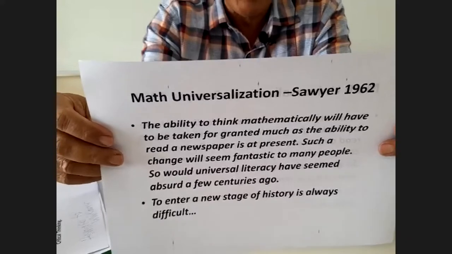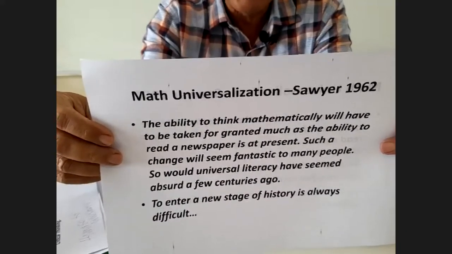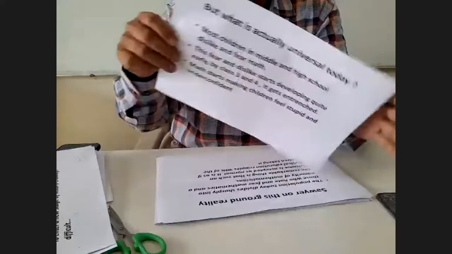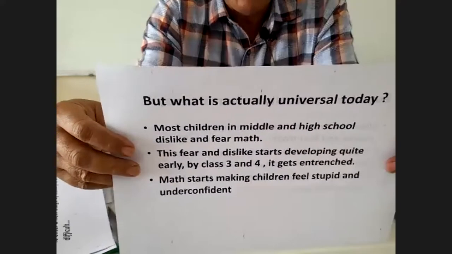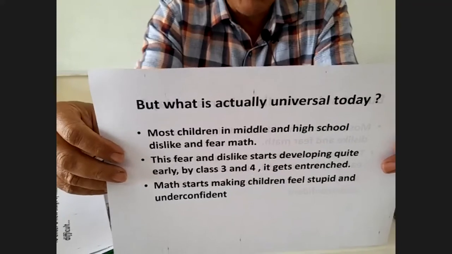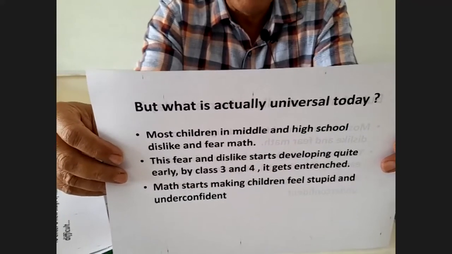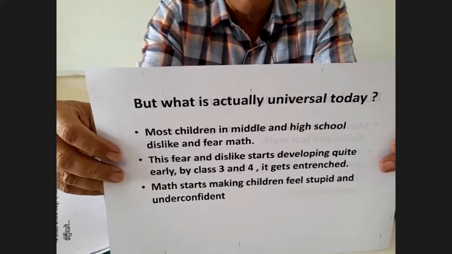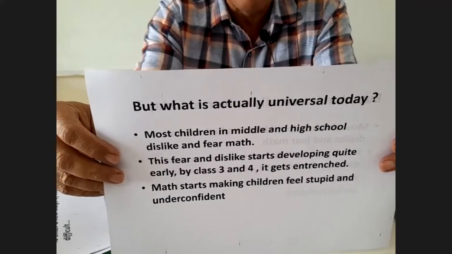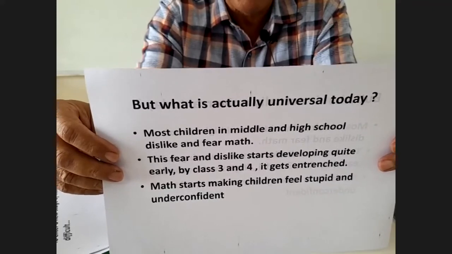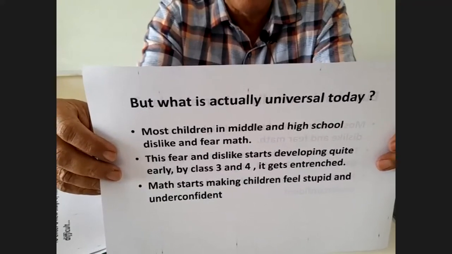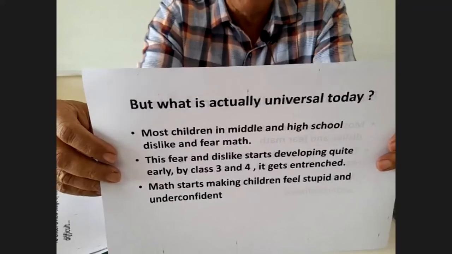In a way, what Sawyer is saying is that RTE 2009 is a new stage of history in our country. But what is actually universal today? I think you would agree with me that most children in middle and high school dislike and fear mathematics, unfortunately. This fear and dislike starts developing quite early. In fact, by class 3 and 4, it starts getting entrenched. Math starts making children feel stupid and underconfident, most children.